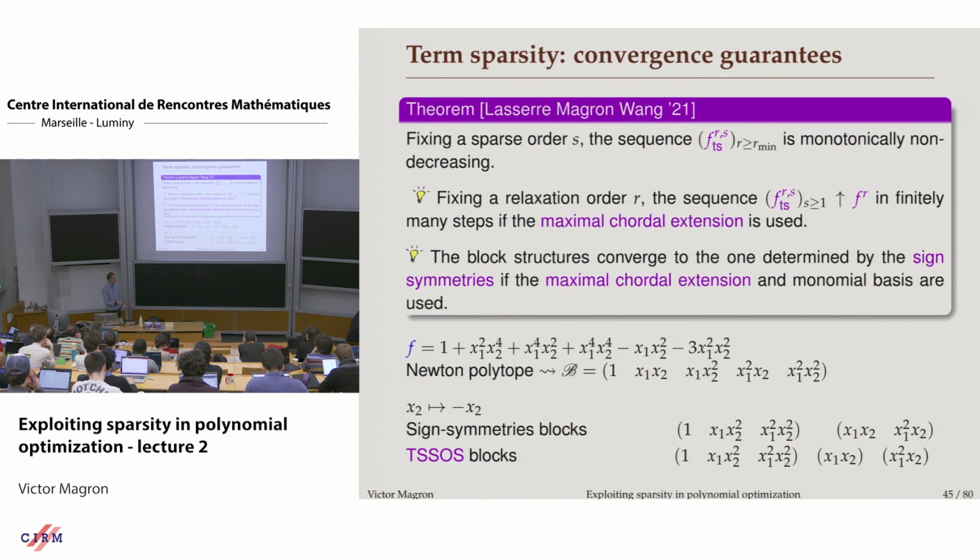And when you do term sparsity, starting with the Newton polytope, at the end you obtain not 2 but 3 blocks. So it's a bit sparser than sign symmetries. And in this case, you get the same bound when you do the optimization.